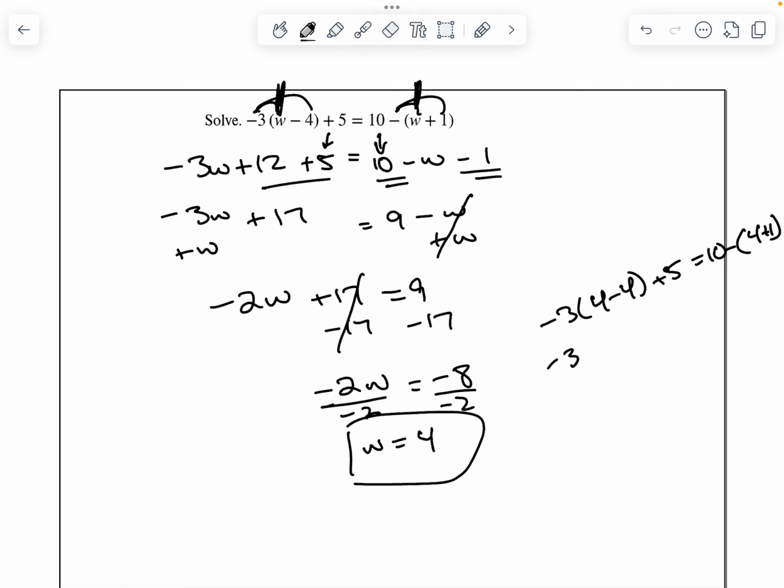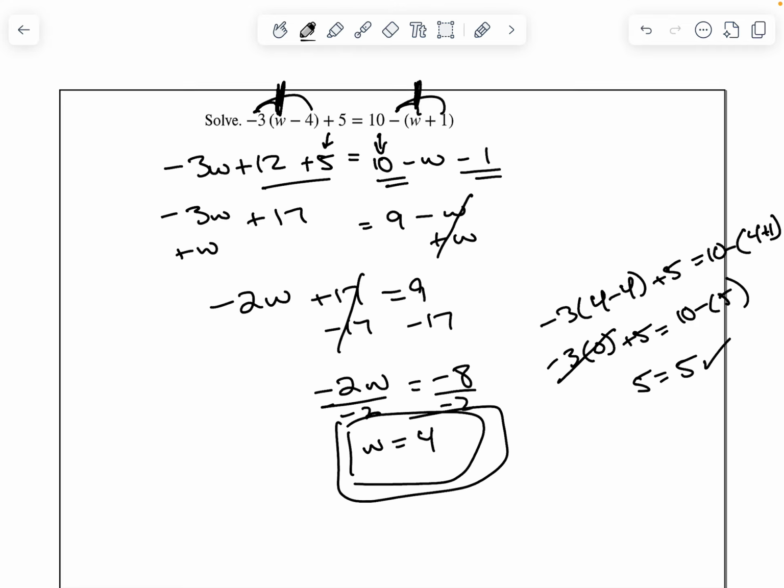That'd be negative 3 times 0 plus 5. We're using PEMDAS here, right? 10 minus 4 plus 1 is 5. Negative 3 times 0 is 0. That makes 5. 10 minus 5 is 5. Check. We got the same thing on both sides. We know that W equals 4 is a correct solution to this equation.